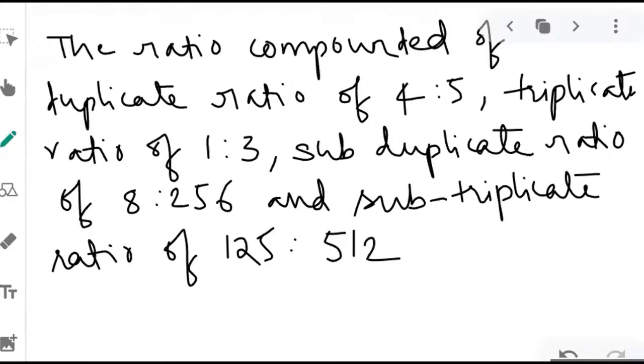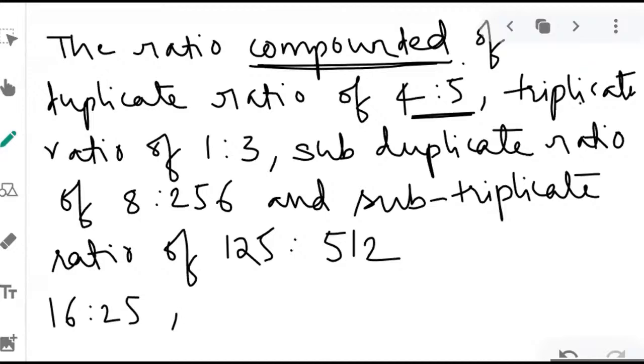So what part didn't you understand in this? The compounded part? Rest all we have done, right? What is the duplicate ratio of 4 is to 5? 16 is to 25. What is the triplicate ratio of 1 is to 3? 1 is to 27. Subduplicate ratio of 81 is to 256.